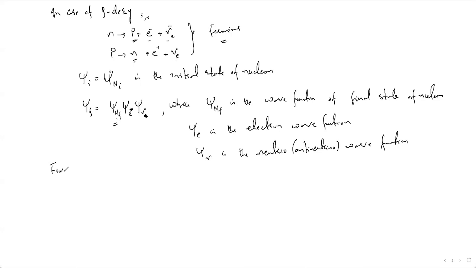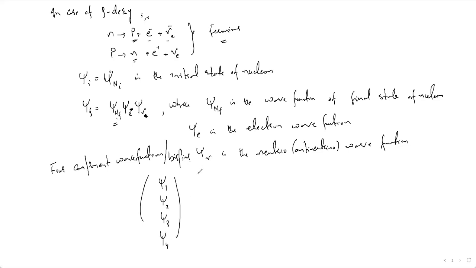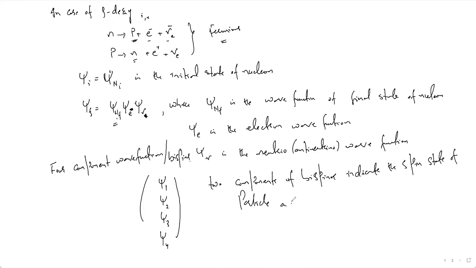Four component wave function, or we also call them bispinors. So how will I represent them? I will represent them as psi 1, psi 2, psi 3, psi 4. Where the two components of the bispinor, psi 1 and psi 2, indicate the spin state of the particle, and the remaining two, psi 3 and psi 4, indicate the two possible energies.